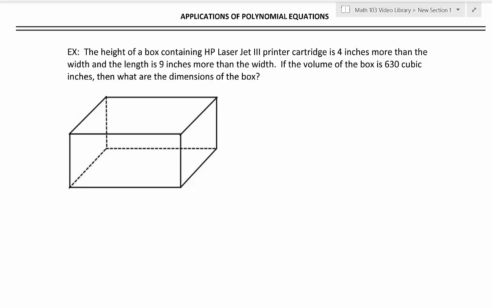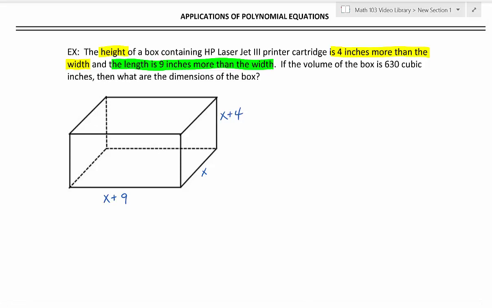Well, the first thing I would do is draw a box. We're told that the height is 4 inches more than the width, and the length is 9 inches more than the width. We don't know what the width is, so we'll call it just x. The height is 4 inches more than the width, so we can call the height x plus 4. And then the length is 9 inches more than the width. That's going to be x plus 9.